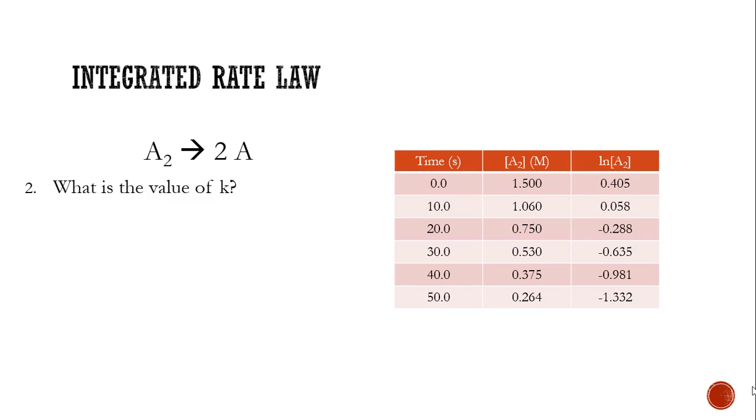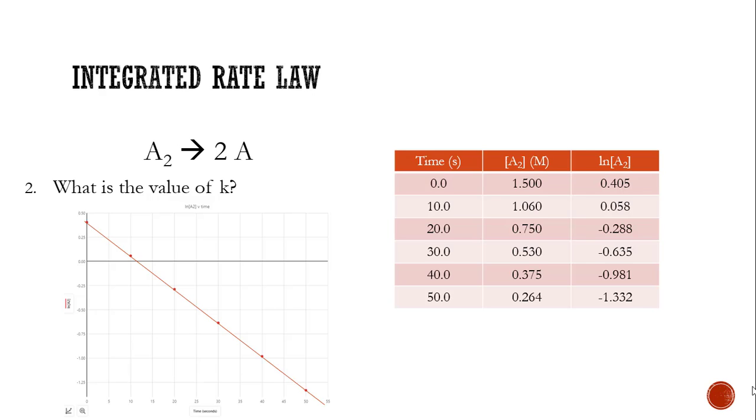So now based on that, question number 2, what is the value of K? Stop, figure it out, come back, and we'll go through it. Go. And it turns out that there are 3 methods for getting this answer, but each answer should be 0.0347 seconds to the minus 1.